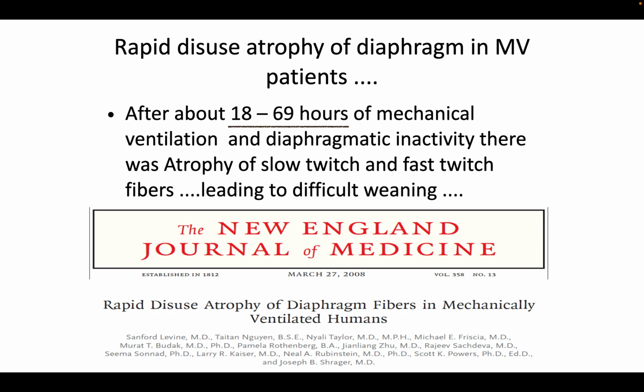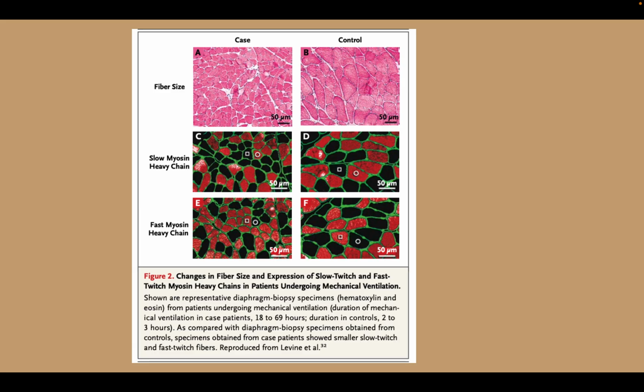So this was a very old paper from the New England Journal of Medicine in 2008, and this is how the changes in the fiber size and the expression of the slow twitch and the fast twitch myosin heavy chains are seen in patients undergoing mechanical ventilation. As you could see, this is the fiber size and the slow myosin and the fast myosin heavy chain, and these are the changes which occur.